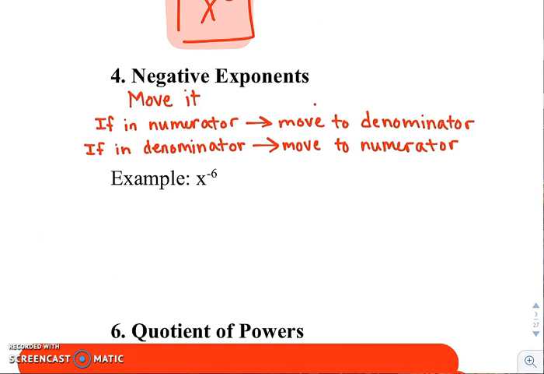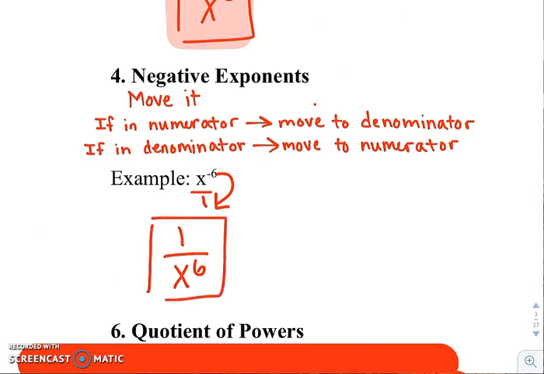So say you had x to the negative 6th. This is really x over 1, but you need to move that to the bottom to make this x to the positive 6th. If we need a fraction, we would just put 1 over. Let me give you guys another example.